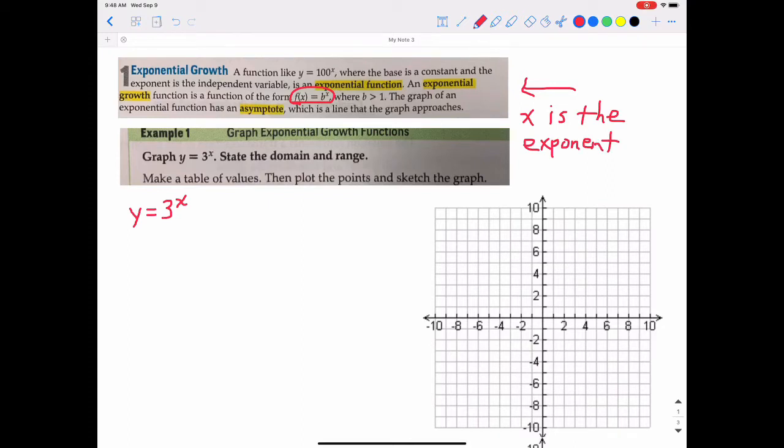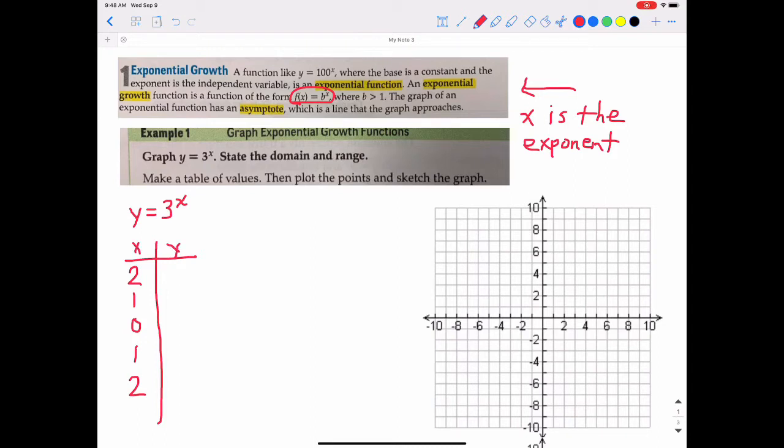So, example 1: graph y equals 3 to the x power, state the domain and range. So we're just going to explore what an exponential function looks like and why it looks like it does, with a t-chart. I will do a t-chart with your standard numbers: negative 2, negative 1, 0, 1, and 2. So when we plug those numbers in for x, what do we get for y?